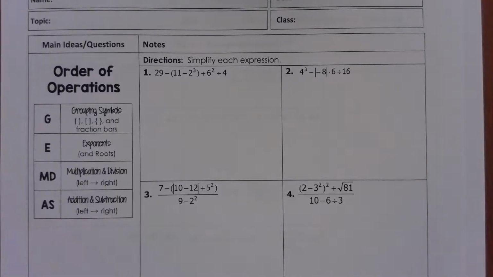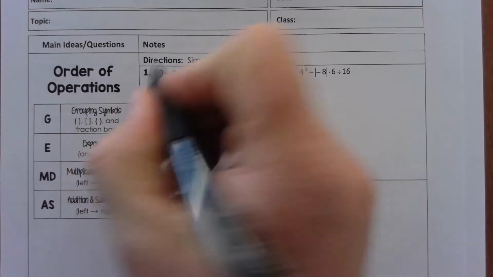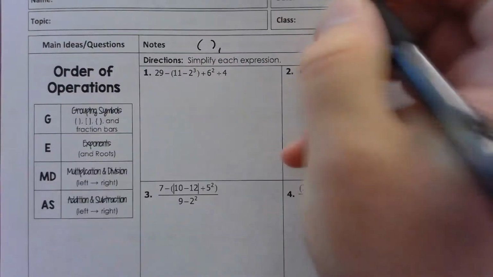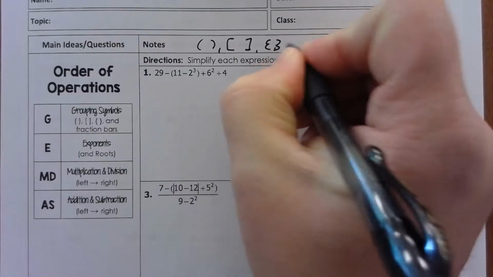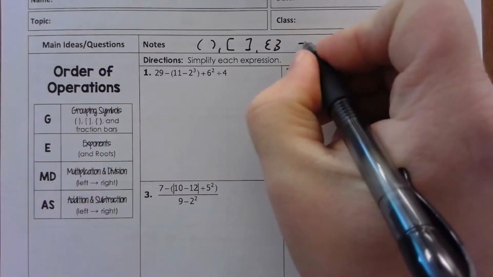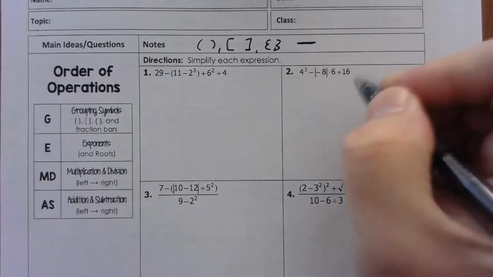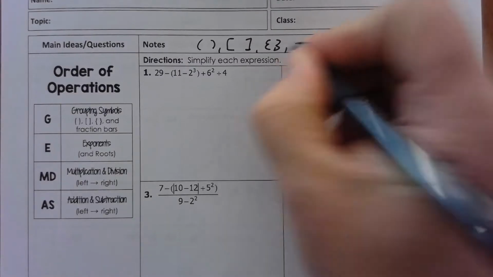All right, so here we go. Order of operations. I remember it being PEMDAS instead of GEMDAS, but it's still the same thing, okay? We're going to go with our grouping symbols first. Parentheses, brackets, braces. Those are your grouping symbols. Fraction bars are also grouping symbols. And then, what else? That is it.